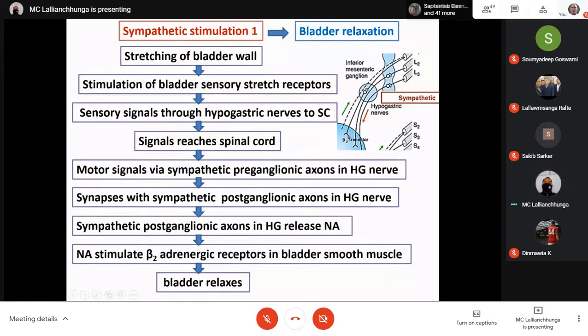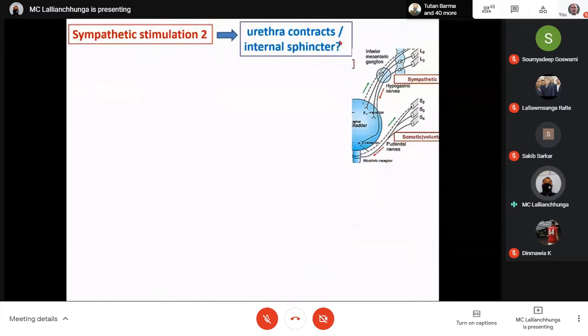Okay, and what will happen is that here it will release the neurotransmitter known as norepinephrine, noradrenaline, NA. This NA will bind to beta-2 adrenergic receptors, and this will cause a conformational change, and it will lead to relaxation of the bladder. So the first effect of sympathetic stimulation is relaxation of the bladder. As I told you, this is important for the filling of the urinary bladder with urine.